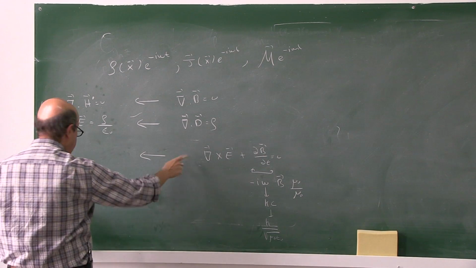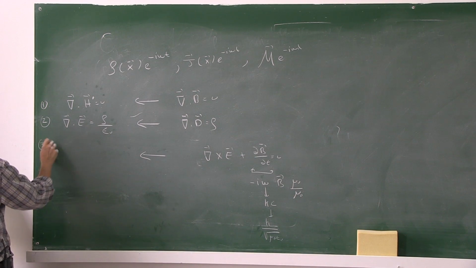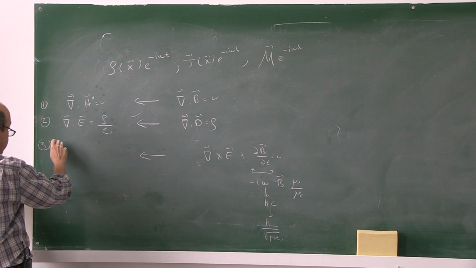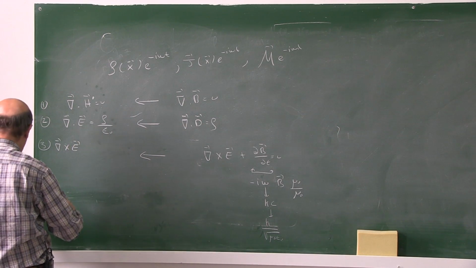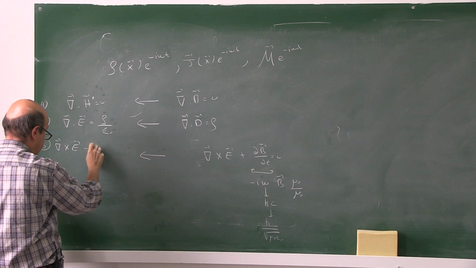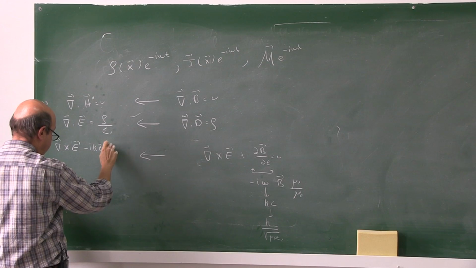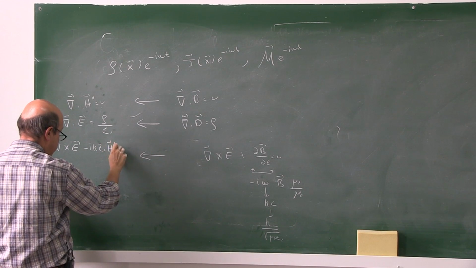So the Faraday's equation, this third equation, will be curl of E minus ik Z0 H prime is equal to 0.